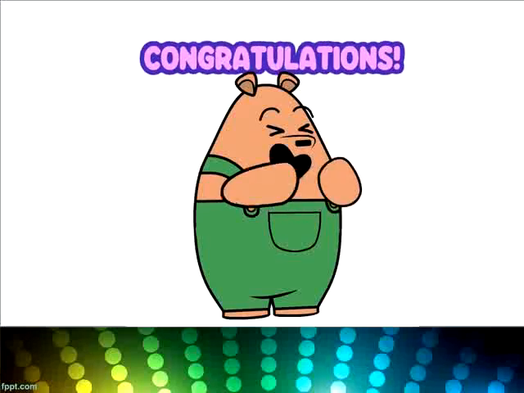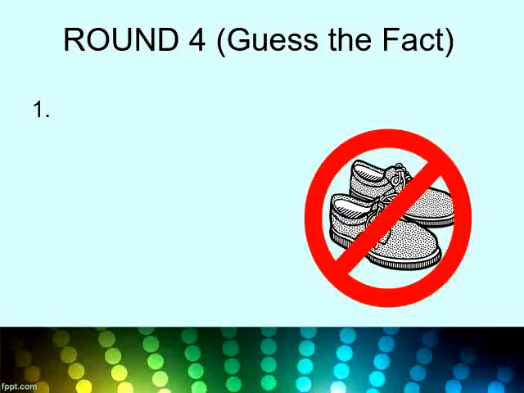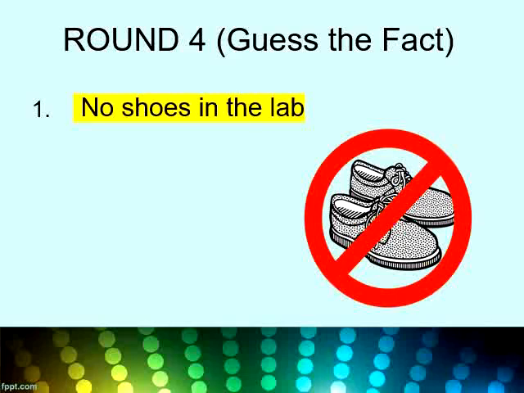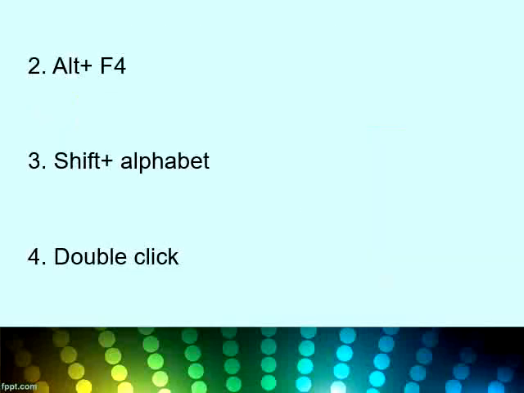Let's get started. Here is our first picture clue. What do you think? What does this mean? Right. When we first learnt about the rules of the lab, this was one of the rules. We cannot wear shoes inside the lab. So this sign reads no shoes. Have you scored 20 yet? What do you think? How many points should I give you? Let's wait and count. Here we have three more clues, and you have to tell me what is the fact.